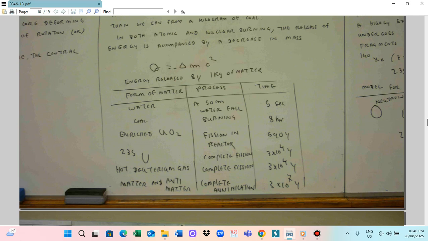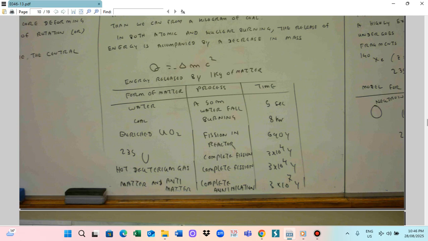So this means that it can take a lot of energy. So 1 kilogram of this uranium can produce a lot of energy. Therefore nuclear energy is very powerful, because a small amount of this uranium can produce a lot of energy, according to the equation Q equals delta M into C squared.